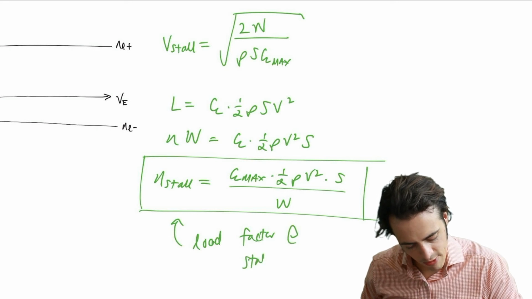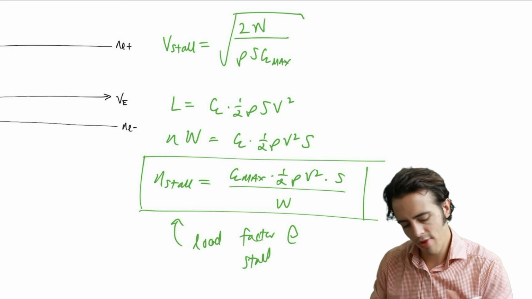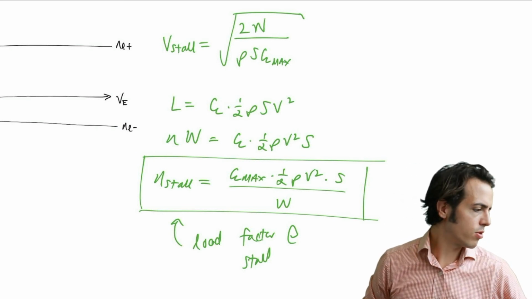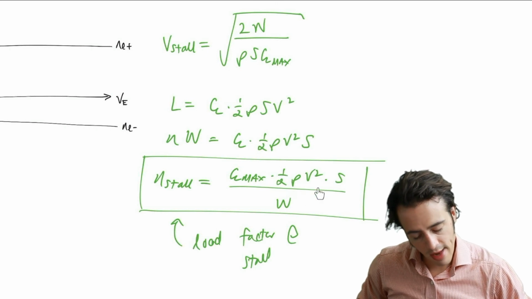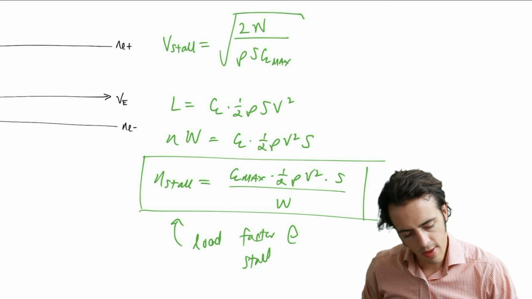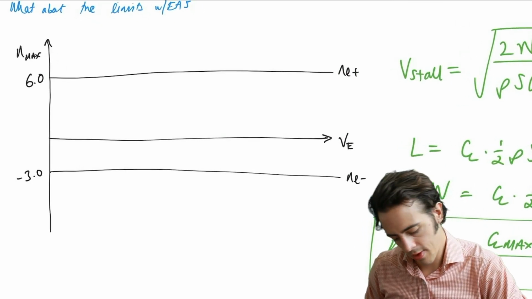So we've got this load factor that causes the aircraft to stall, or it's the load factor that's present whenever we're at the stall speed. So we can see here this is a quadratic in V squared. So this then can apply a new limit for our aircraft. So let's put this on here.